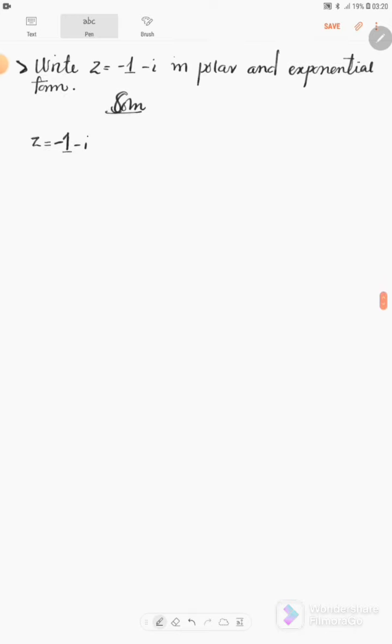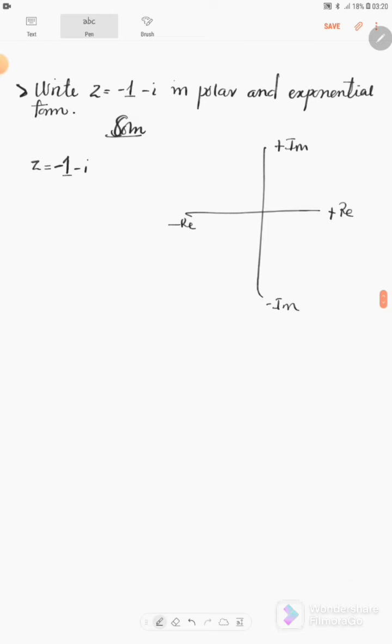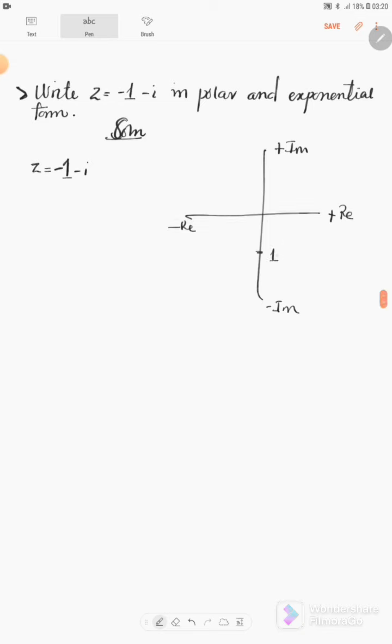Okay, first thing we do, sketch. We have our plus Im, minus Im, plus Re, minus Re. We see that they are both negative: our imaginary part is on the negative axis, 1, and our real part is on the negative real axis, that's 1. Bringing this out to sketch, our angle comes like this.